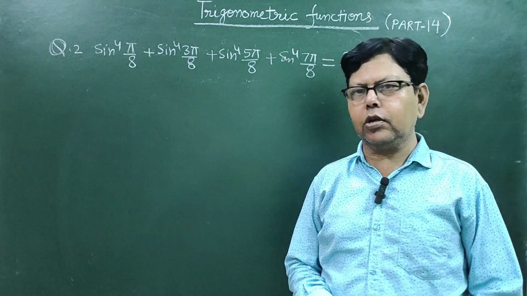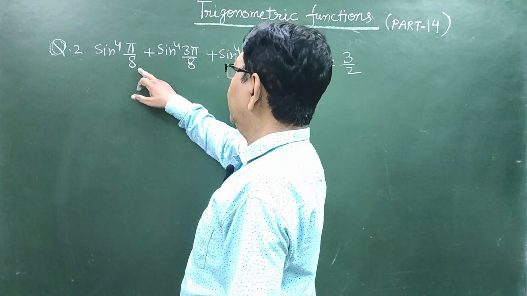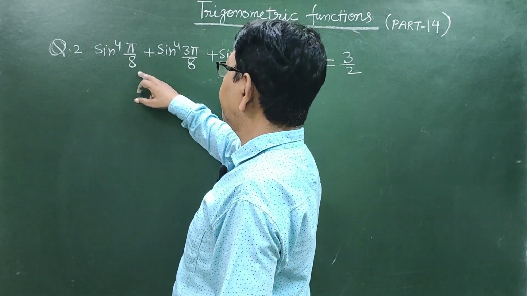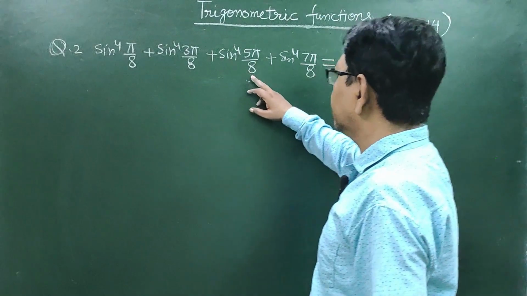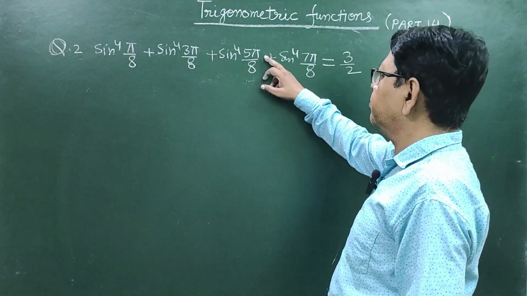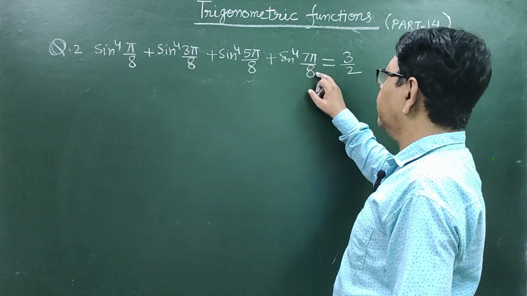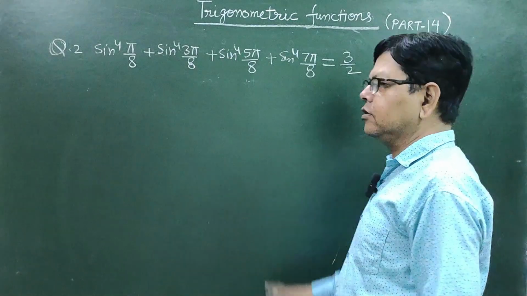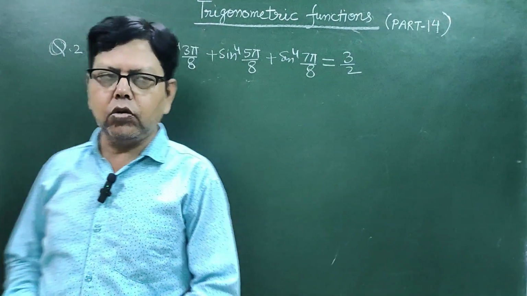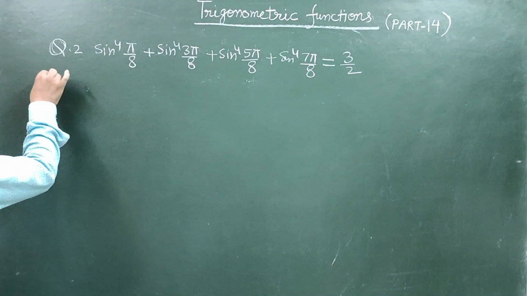Students, next question. Prove that sine raised to the power 4 pi by 8, plus sine raised to the power 4 3 pi by 8, plus sine raised to the power 4 5 pi by 8, plus sine raised to the power 4 7 pi by 8 is equal to 3 upon 2. So let us solve this question.